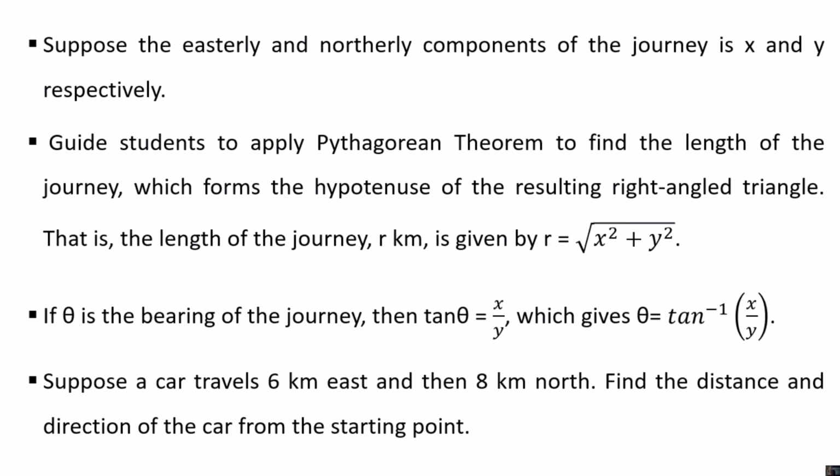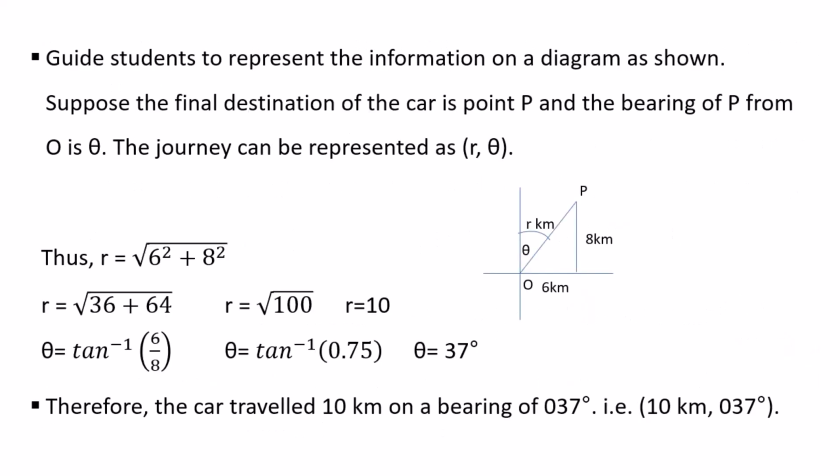So we have an example of a question. Suppose a car travels 6 kilometers east, then 8 kilometers north. Find the length and direction of the car from the starting point. So our solution is here. We can guide our students to represent the information on the diagram as shown. This is the direction. Suppose the final destination of the car is point P and the bearing of P from O is theta. The journey can be represented as R, theta.